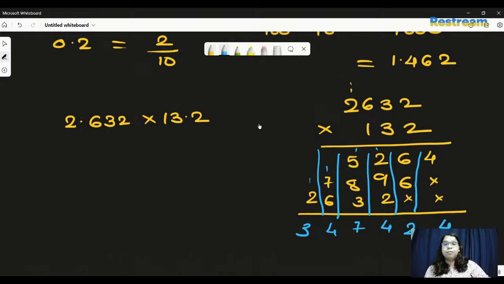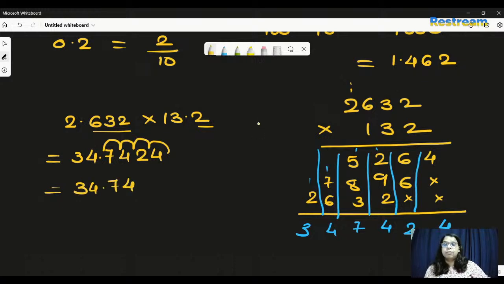Now we have a very big number: 3, 4, 7, 4, 2, 4. Now we have to see how many decimal places we have. 1 and 1, 2, 3. So total 4 decimal places. So we are going to jump 1, 2, 3, 4. So our final answer is 34.7424. Okay. So when you do it this way, it reduces the confusion.